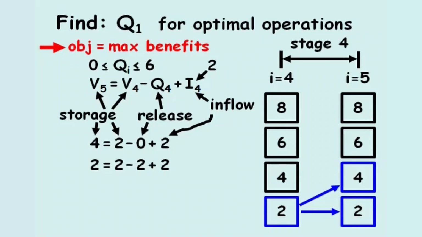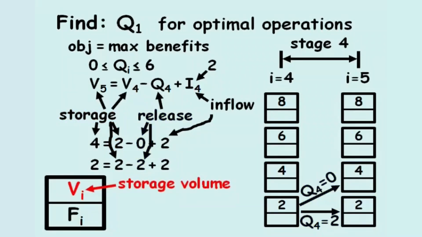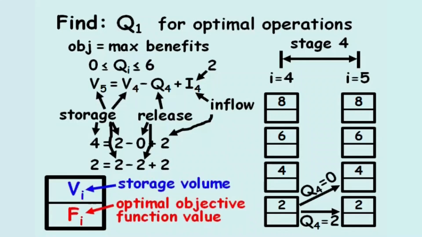We'll next evaluate whether or not we should release 0 units of water or 2 units of water to maximize the benefits, assuming we start at V4 equals 2. Before we do, we'll rearrange our box diagram such that the state variable, which is the storage volume, resides in the top half of the box, and the optimal objective function value, capital F, in the bottom half of the box. Since there is no benefits associated with the state variable, we'll assign a 0 benefit to the final state variables.